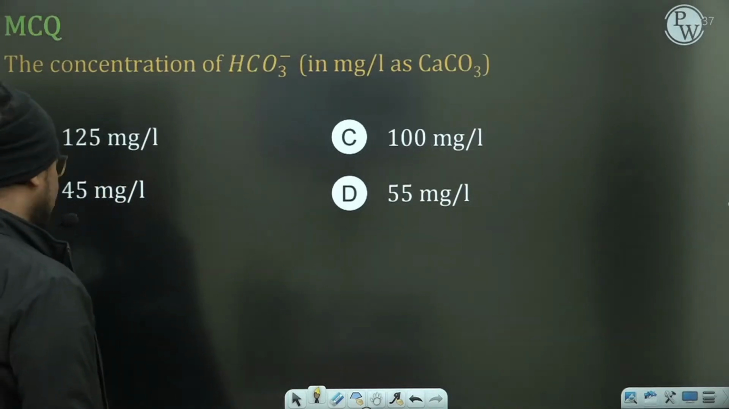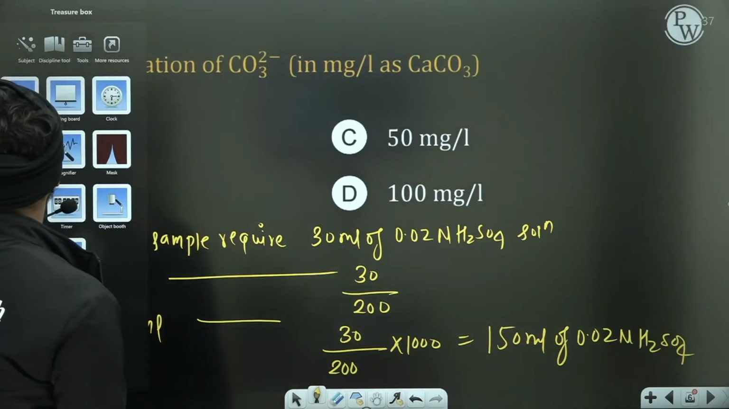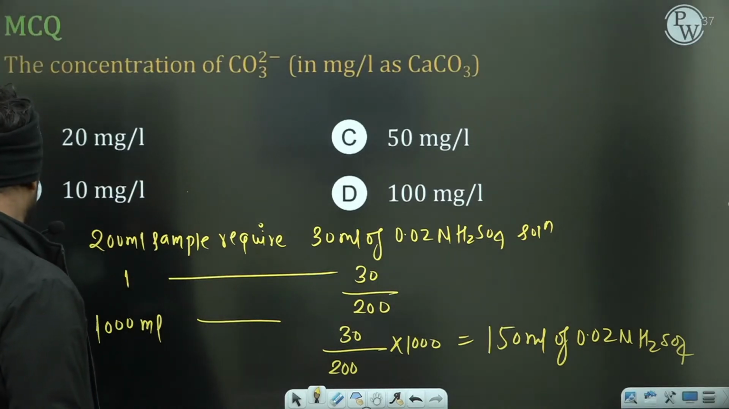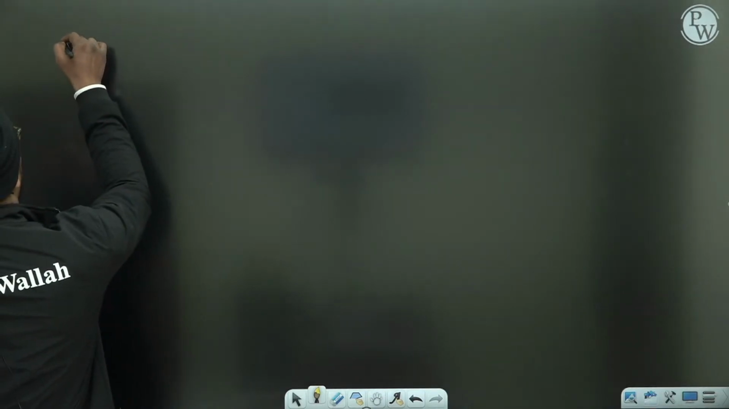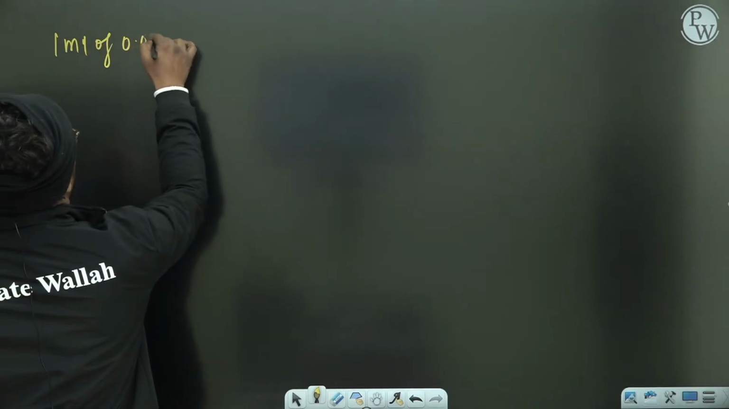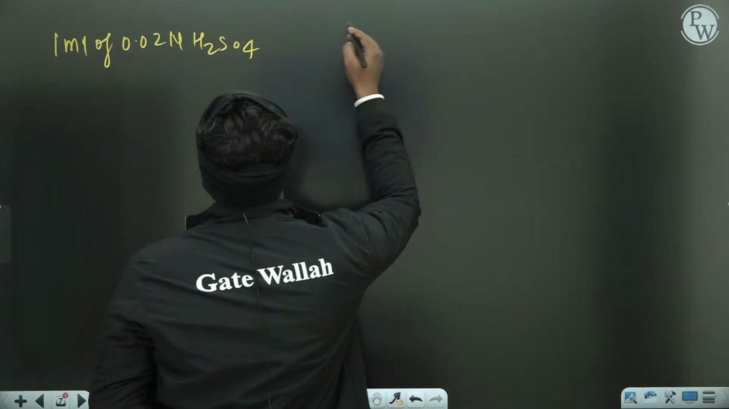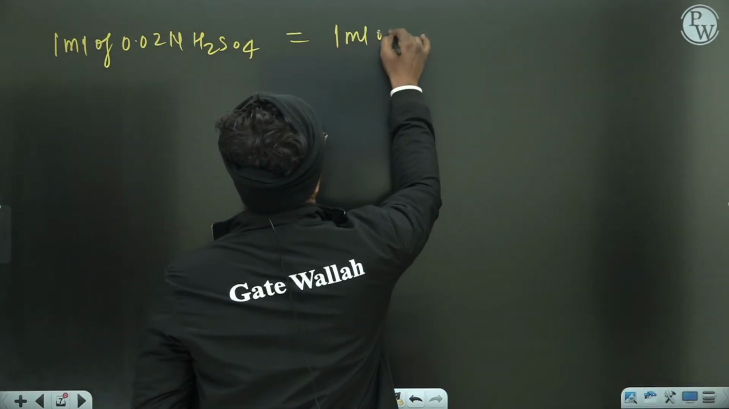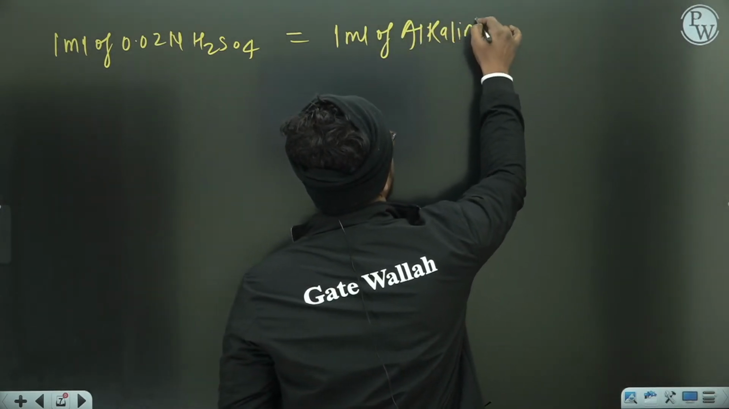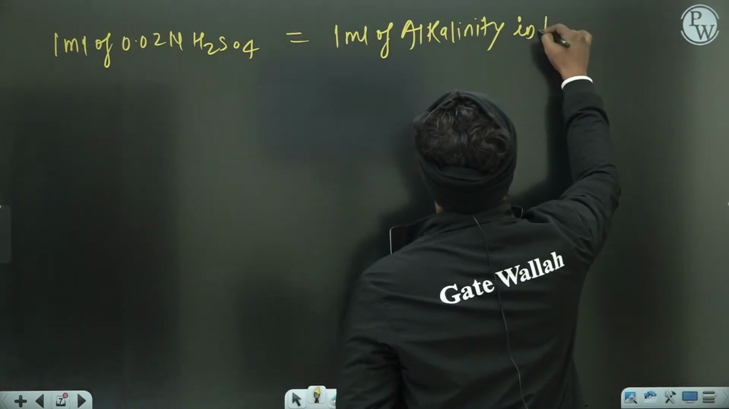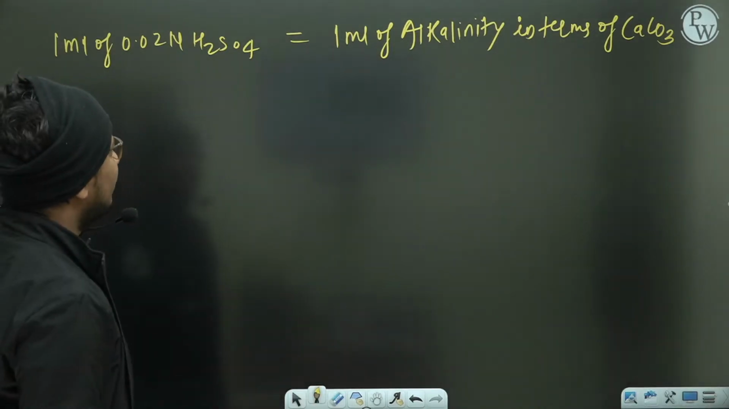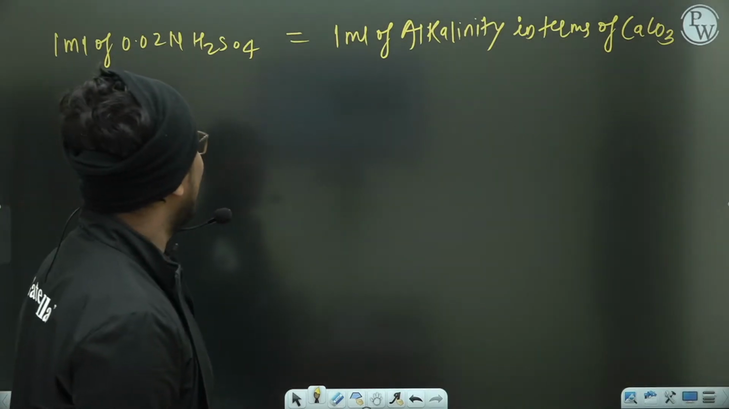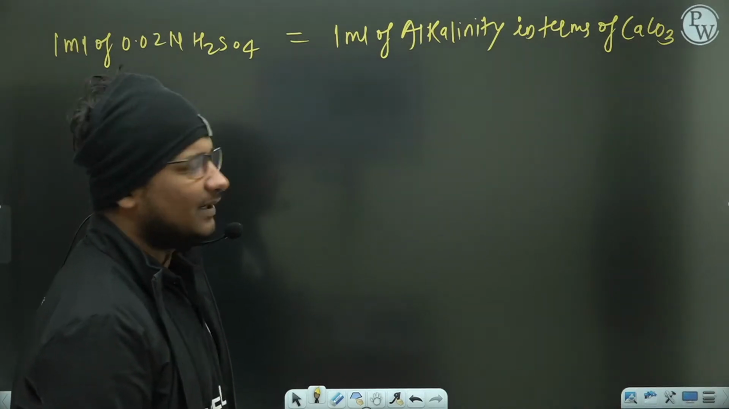Now understand here, we have 150 ml of 0.02 N H2SO4. You all know that 1 ml of 0.02 N H2SO4 is equal to 1 ml of alkalinity in terms of calcium carbonate. This I have already taught in class, how this comes. So 1 ml of 0.02 normality H2SO4 equals 1 ml of alkalinity in terms of calcium carbonate. I think that is clear to all of you.